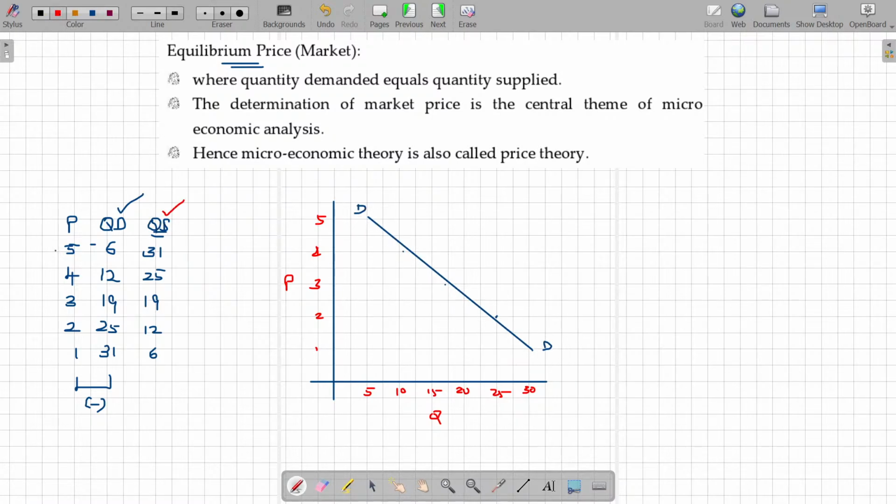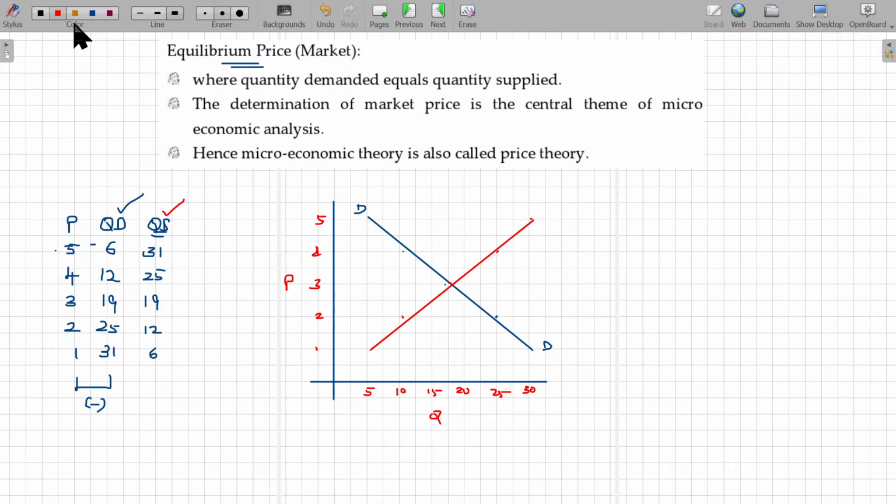Now I'm going to plot the supply curve also here. When the price is 5, the supply is 31. Is that okay? Then for 4 it is 25 only. For 3 it is 19. Then for 2 it is 12. Then for 1 it is only 6. I connect these dots here.